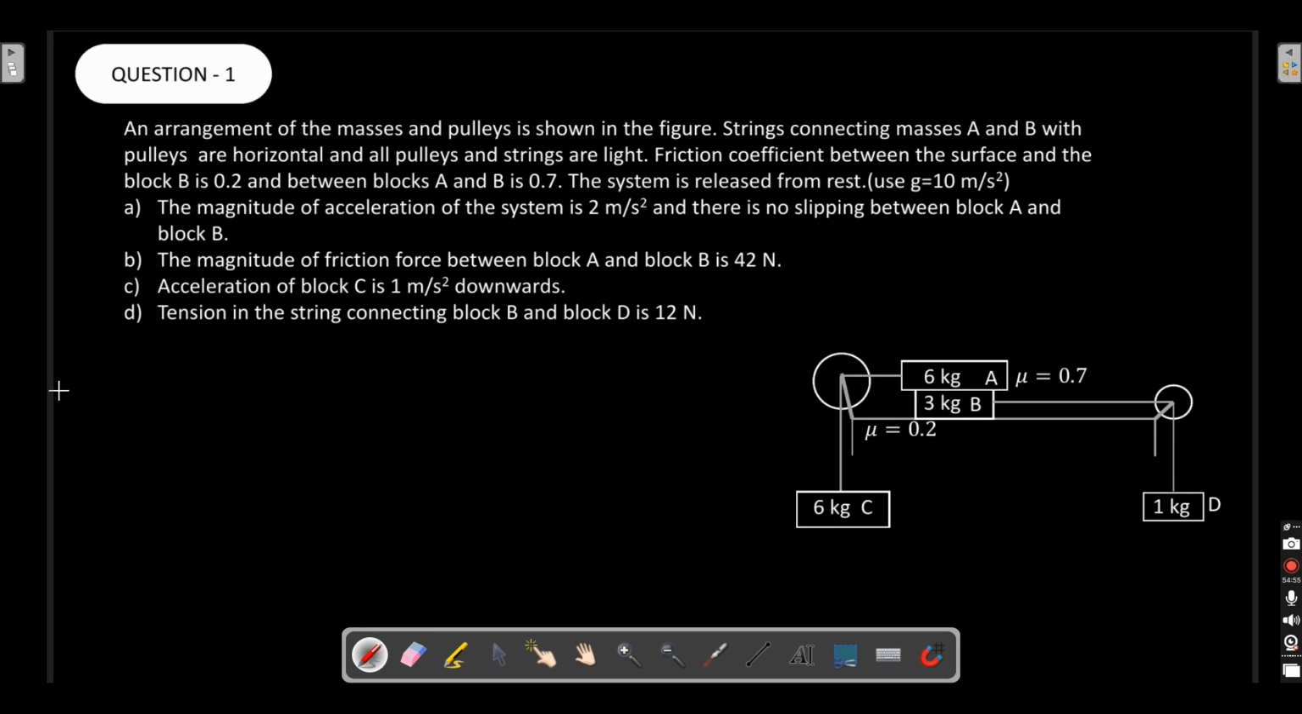This is the question. An arrangement of the masses and pulleys is shown in the figure. Strings connecting masses A and B with the pulleys are horizontal, and all pulleys and strings are light. The friction coefficient between the surface and block B, and between A and B, is 0.2. Sorry, this is 0.2, and then this is 0.7. The system is released from rest. Find the magnitude of acceleration, and this is a multiple choice question.